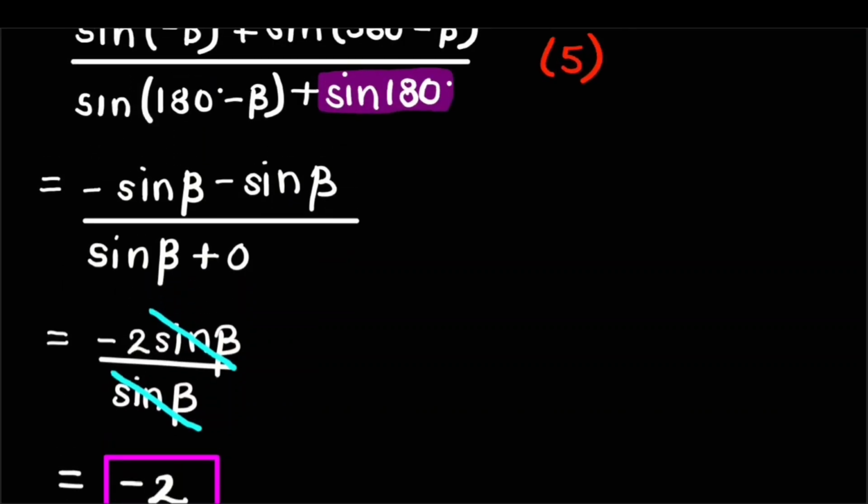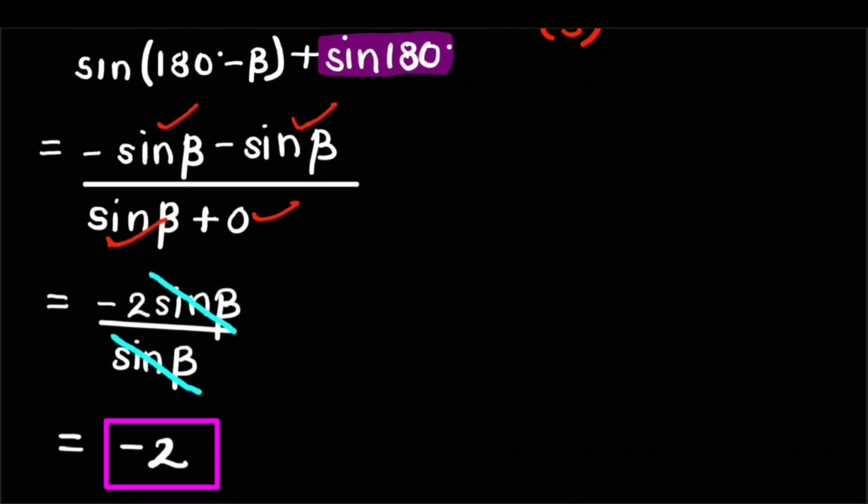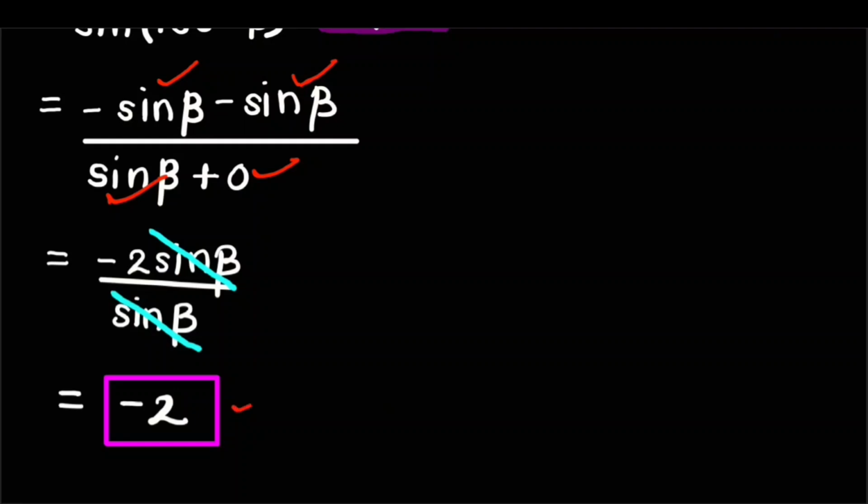Let's have a look at where the marks were given. There was a mark for getting negative sine beta, that was applying the negative angle. Another mark for applying the reduction formula and getting negative sine beta. 1 mark for applying the reduction formula where you have 180 minus beta to get sine beta. 1 mark for getting 0 from sine 180. So your first step here carried 4 marks, and your final mark was given for the final answer.